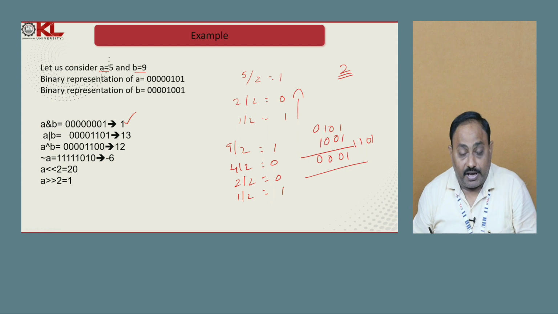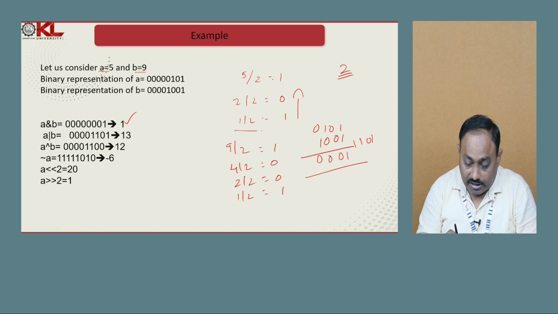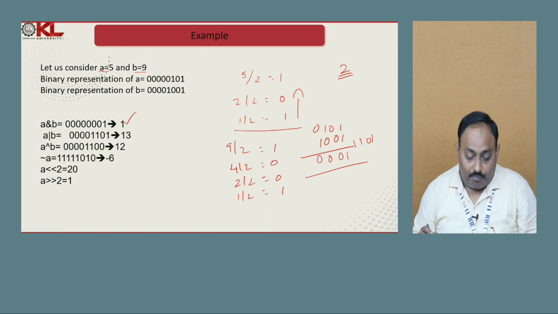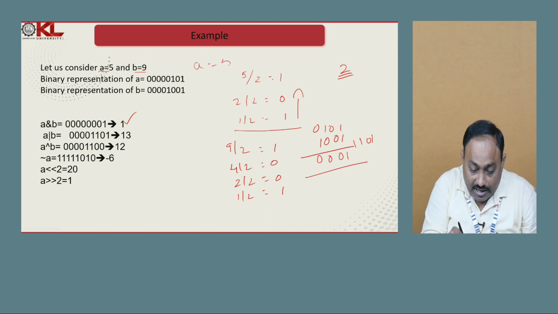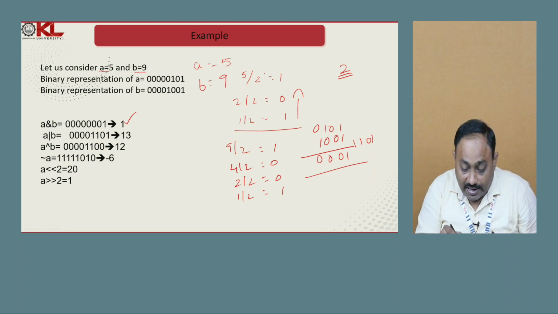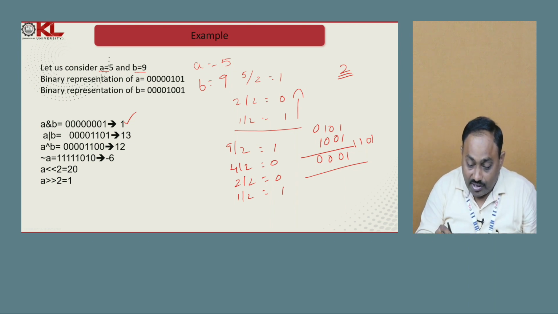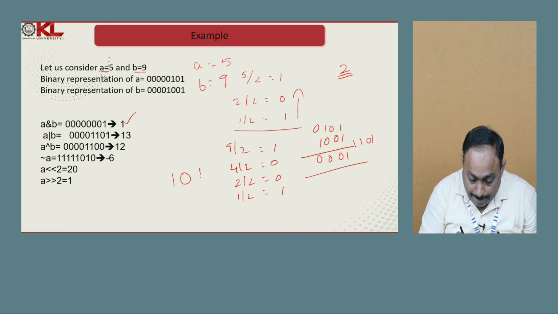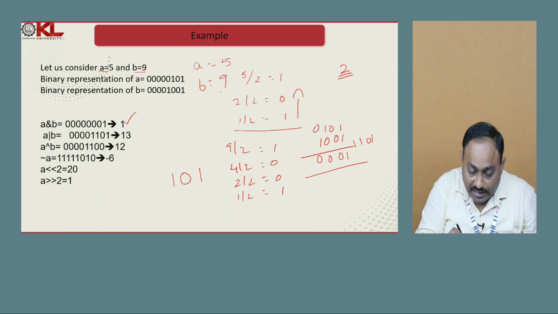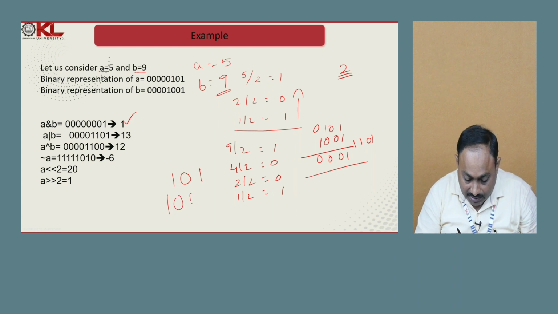Whenever you want to get the binary equivalent of a given decimal number, you know this is the standard procedure we learned from our schooling. For example, my a value is 5 and the b value is 9. I calculate the binary equivalent of 5, and that value is 101. So this is the binary equivalent of 5. Next, I calculate the binary equivalent of 9, and that value is 1001.